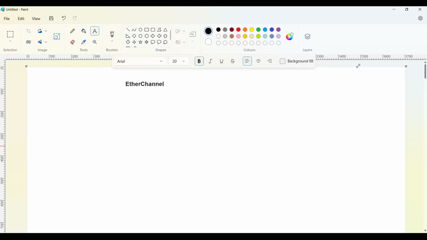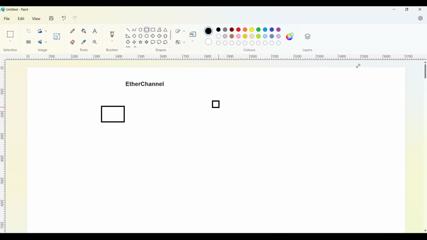Guys, is EtherChannel related to STP? Yes, we'll discuss those things related to STP only, because in STP, what will happen? Just to brush up those things. Okay, fine. In STP, what will happen?